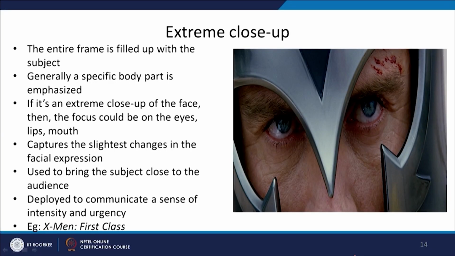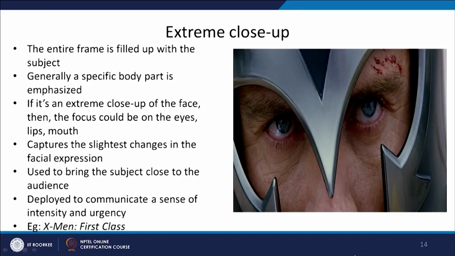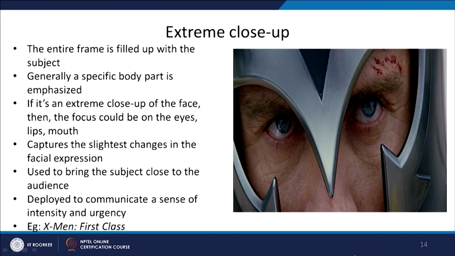In comparison to that, extreme close up is used when a particular emphatic expression has to be displayed. The entire frame is filled up with the subject, and generally the focus is on a body part. If the focus is on the face, the camera focuses either on the eyes or on the lips, the mouth of the character, because the emotional state can be best exhibited either by the expression of the eyes or by the curve of the lips on a man's face. It also captures the slightest change possible, and in fact, the capability of an actor to impersonate a particular emotion is extremely important in these types of extreme close-up shots. They are deployed to communicate a sense of urgency, a sense of intensity, and this photograph from X-Men: First Class illustrates the meaning of this extreme close-up shot very succinctly.